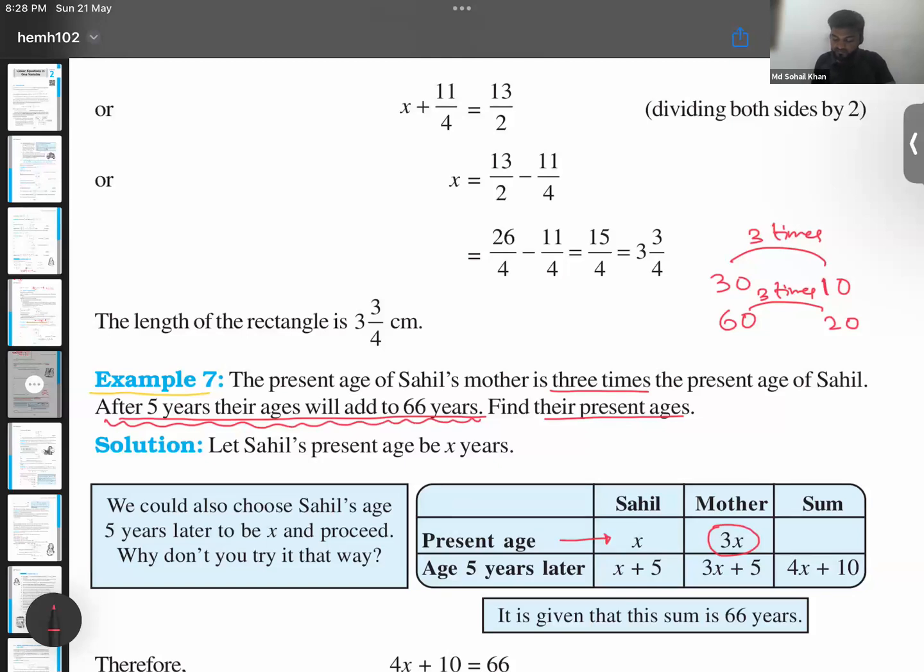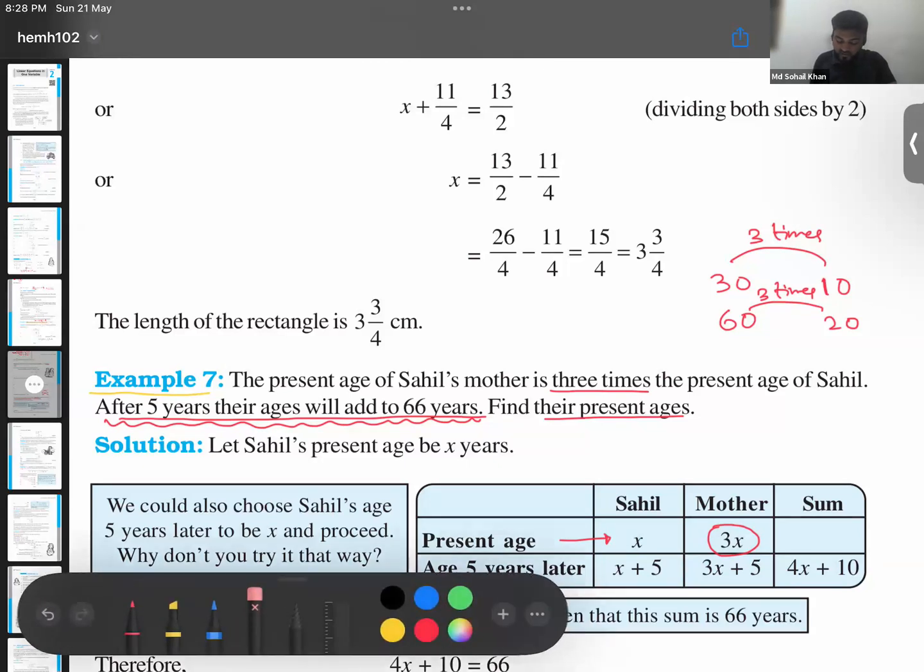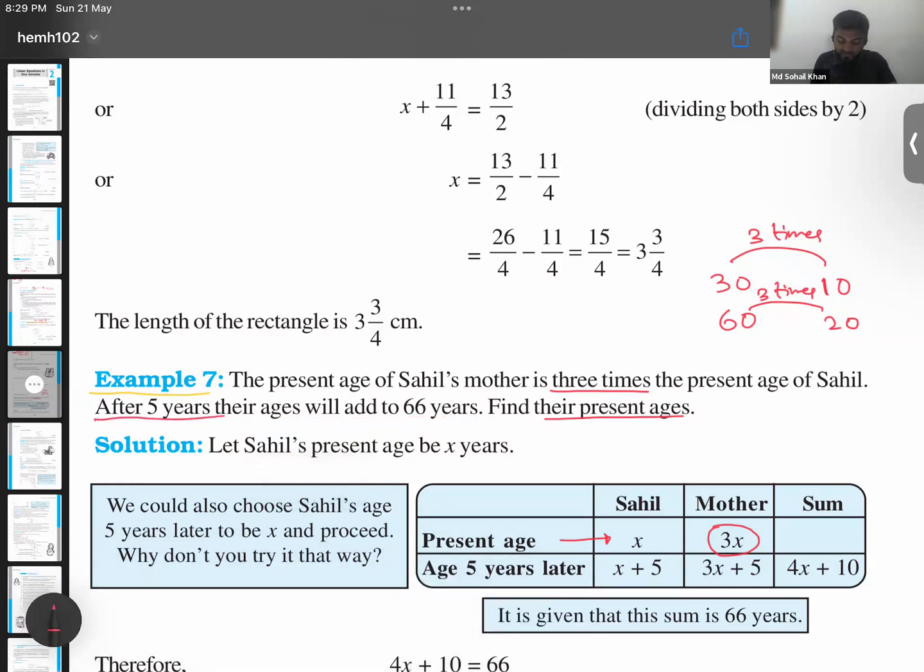Now, after 5 years, their ages will add to 66 years. Read the second line. It is very important here and it might be a little bit confusing. What does it say? That after 5 years, their ages will add to 66 years. It basically says that after 5 years, if you add both of their ages, it will be 66 years. Meaning what? At present, the ages of Sahil and his mother are x and 3x.